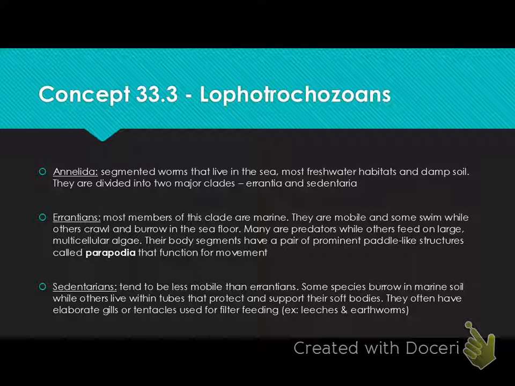Annelida are segmented worms that live in the sea, most freshwater habitats, and damp soil. They are divided into two major clades, the Errantia and the Sedentaria.